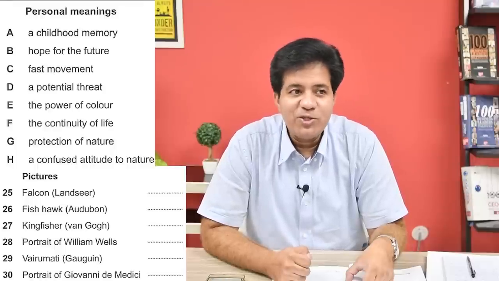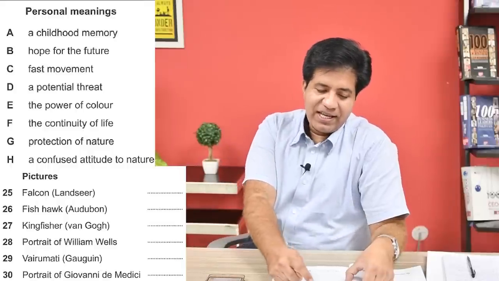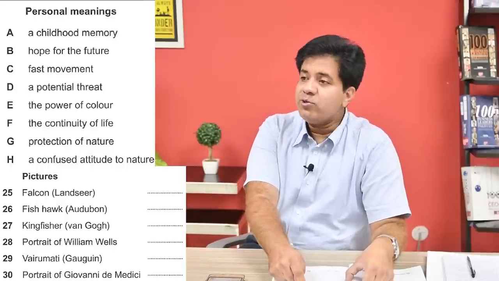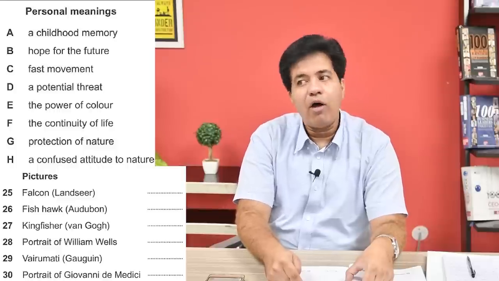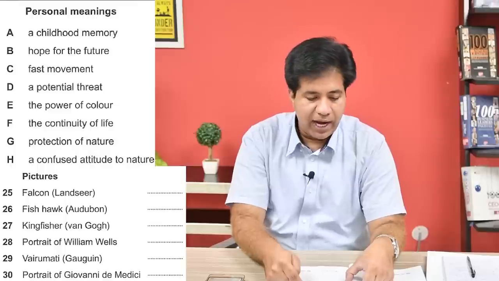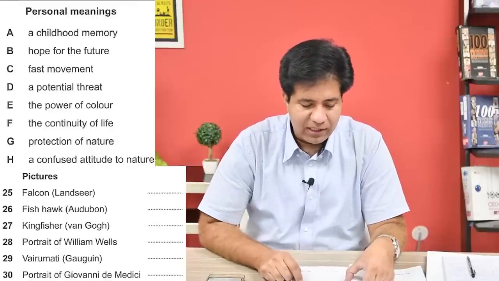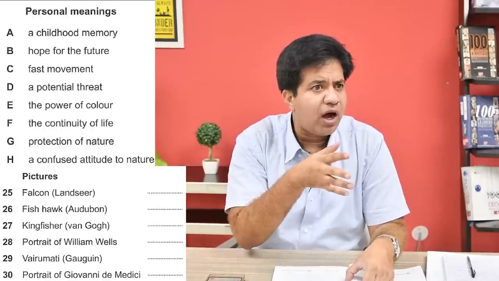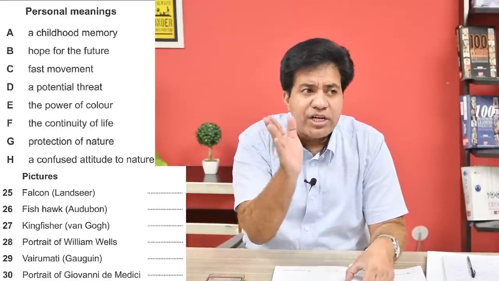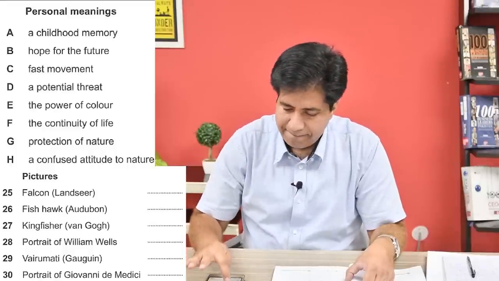Interesting. He's not sure how ambiguous people are, so it is H, a confused attitude to nature. Right? He's not sure how ambiguous people are and all that. Question number 29. Verumati, something like that. And don't try to read the words which you can't read. They will come in the audio. Just read the first syllable. Verumati, just read ver, like that.